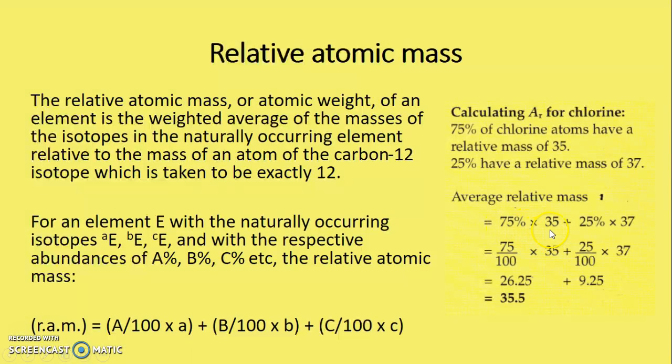So if it was ducks and we said it was 49%, 3.5 kilos, and 51%, 3.7 kilos, we could then find the average weight of those ducks, couldn't we? So the relative atomic mass takes into account each individual isotope, and it's solved by this formula: the abundance of isotope A times the relative atomic mass of A, plus the abundance of isotope B times the mass of isotope B. And that's how you calculate the relative atomic mass of a particular element.